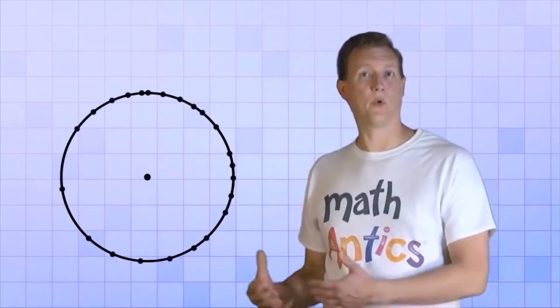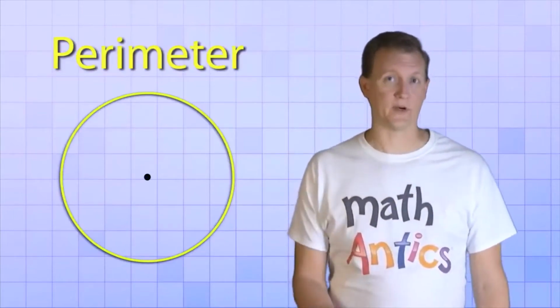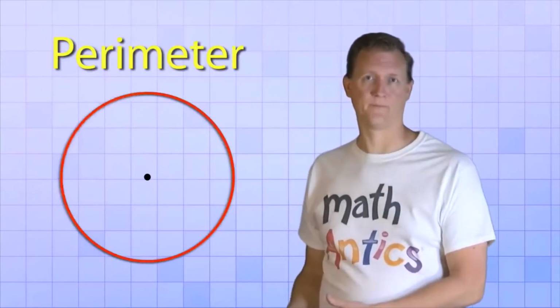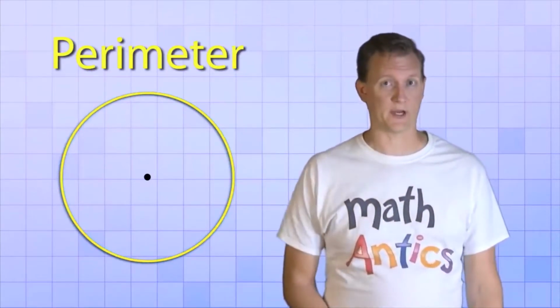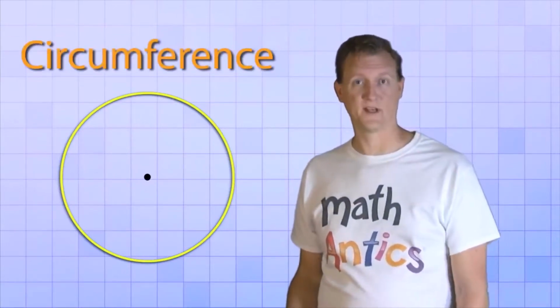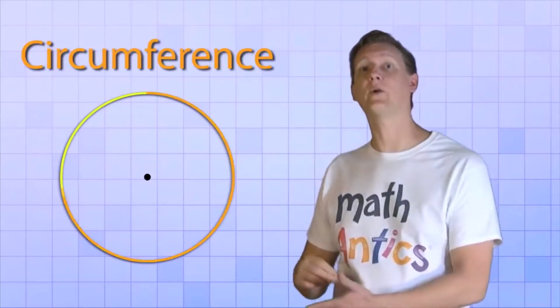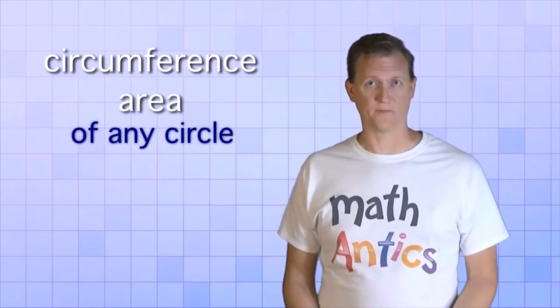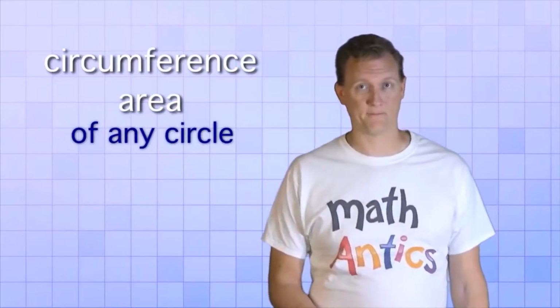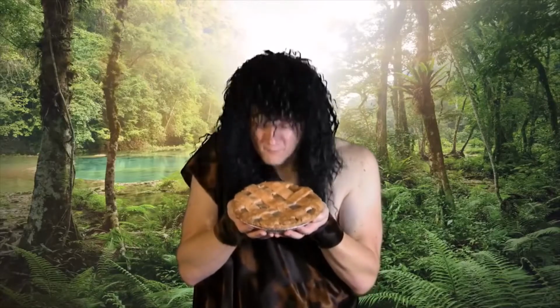All of the equidistant points we drew combine to form the perimeter of the circle. Remember that perimeter is just the distance all the way around a shape. But because a circle is a special shape, the perimeter of a circle gets a special name. It's called the circumference. The circumference is the distance all the way around a circle. We're going to learn how to calculate the circumference of any circle in the next video. We'll also learn how to calculate the area of any circle. But before we can learn those things, we first need to learn about pi. Grog make pie.